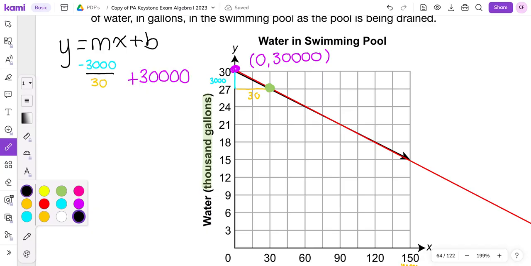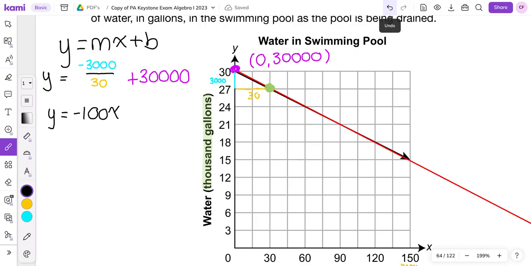and then we'll want to reduce and simplify this equation. This becomes y equals negative 100x plus 30,000.